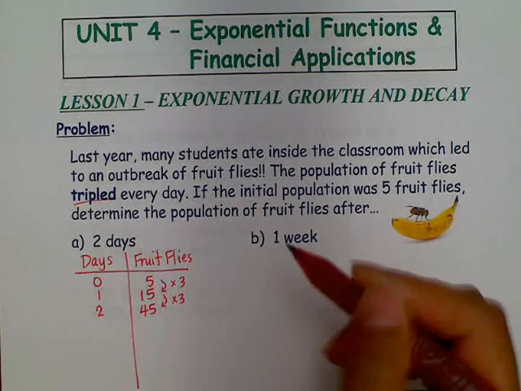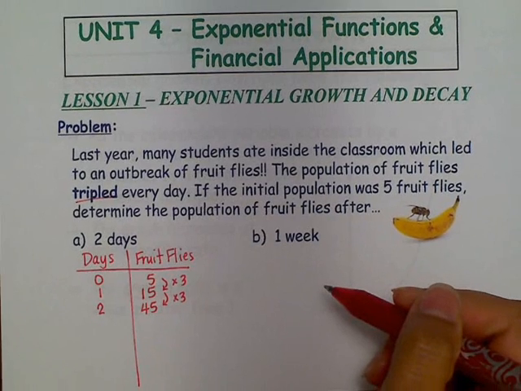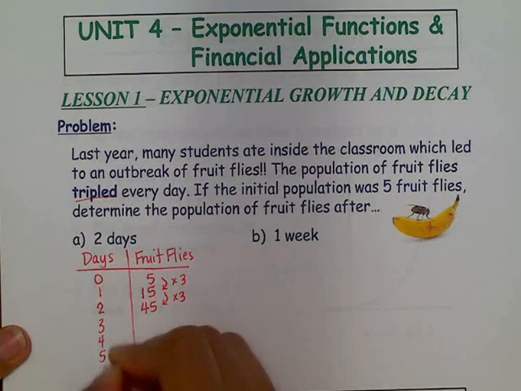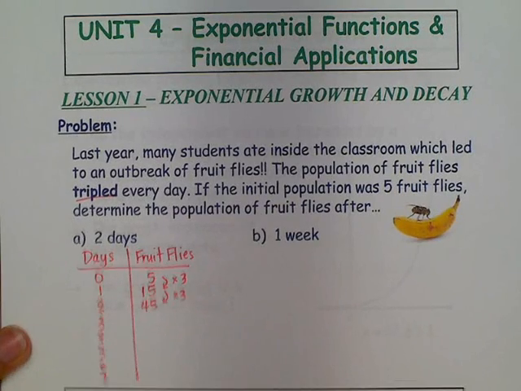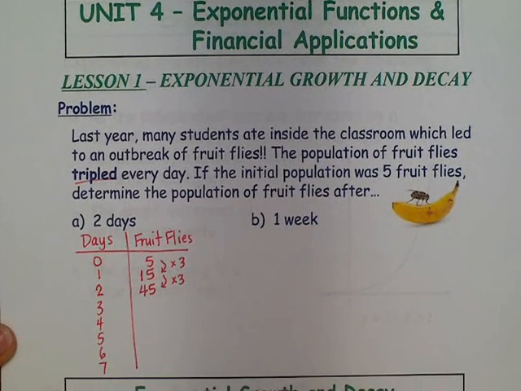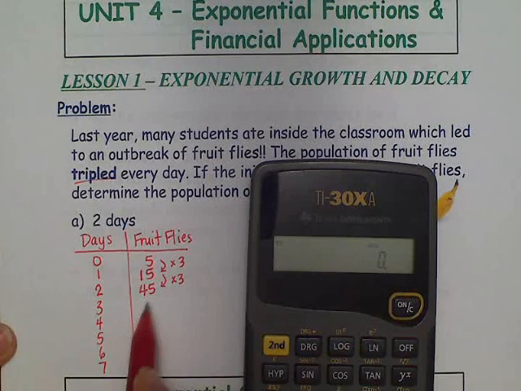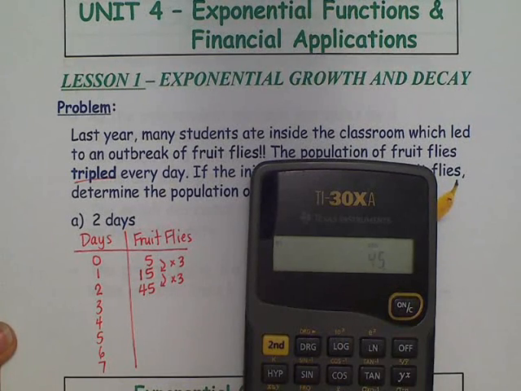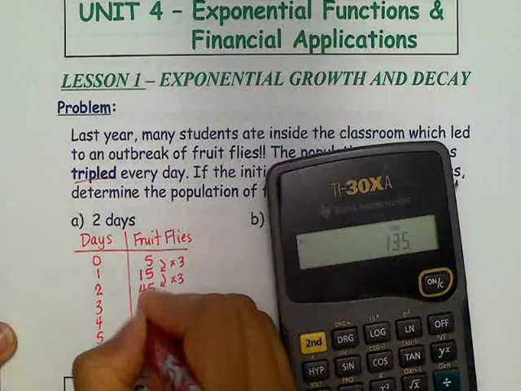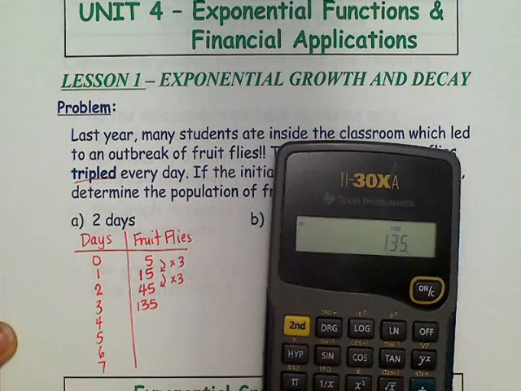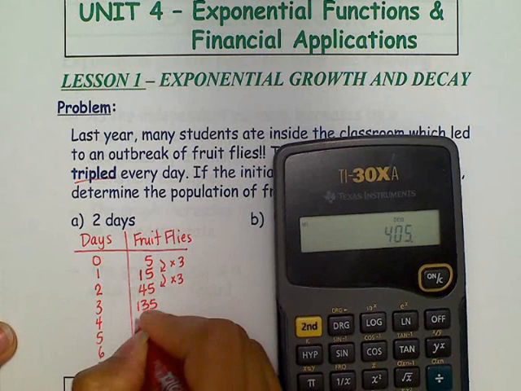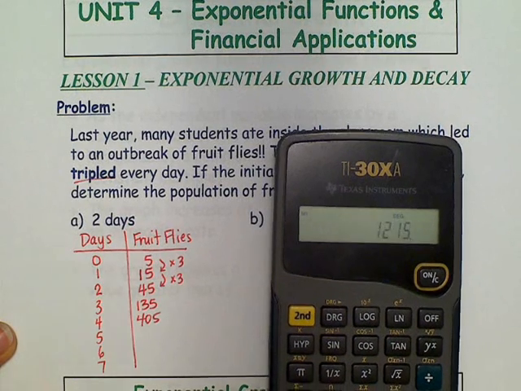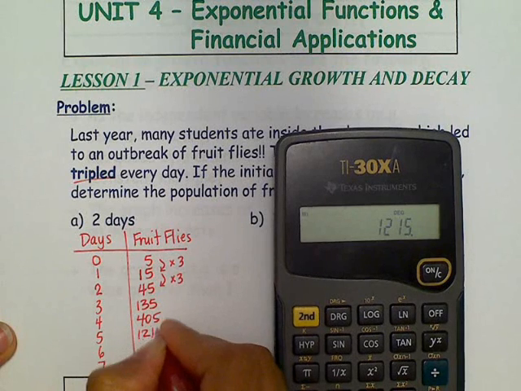Okay, in part B we want to know what the population is after 1 week. So that means that's 7 days. So 3, 4, 5, 6, 7. So I'm going to continue the table there. And what I need to do is triple each of these amounts, because on day 3 there's going to be triple the amount that there was on day 2. So 45 times 3 gives me 135. And I'm going to keep continuing this pattern until I figure out how many fruit flies there are after 1 week. So I get 1215 on the 5th day.